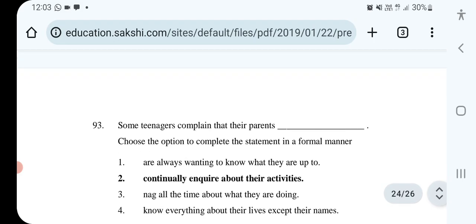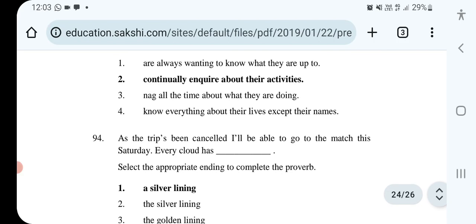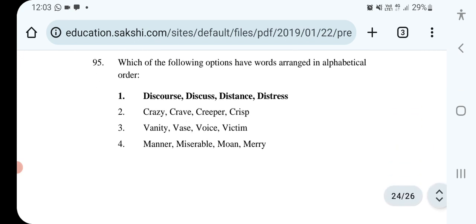Some teenagers complain that their parents continually inquire about their activities. As the trip's been cancelled, I will be able to go to the match this Saturday. Every cloud has a silver lining.